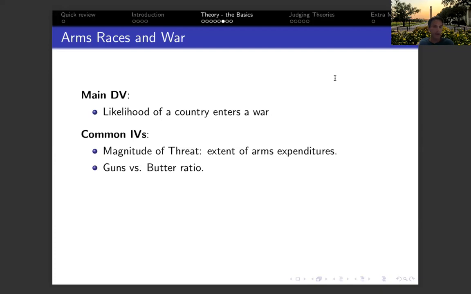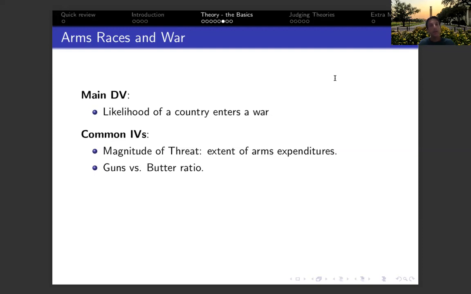So the more a country spends on the military, it may seem to me, if one of my neighbors is all of a sudden starting to expend much more on its military, that might represent a threat to me. So my threat perception is much higher. That can be one potential independent variable that explains my likelihood of entering a war.